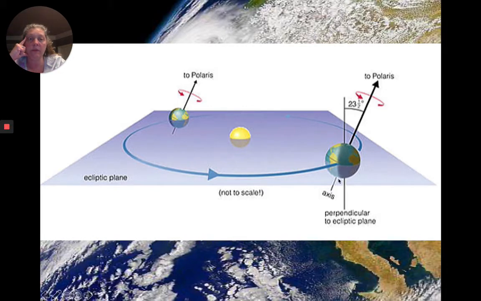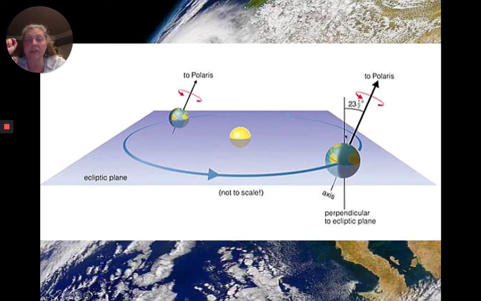So here is the perpendicular to the ecliptic plane. It's called the ecliptic plane. That's the name of it, ecliptic. Here is the actual tilt of Earth. That angle is 23.5 degrees. And note over here, the North Pole is pointed at Polaris. Over here, the North Pole is pointed at Polaris. In fact, if you took this Earth and put it anywhere on this path, that North Pole would be pointed at Polaris.